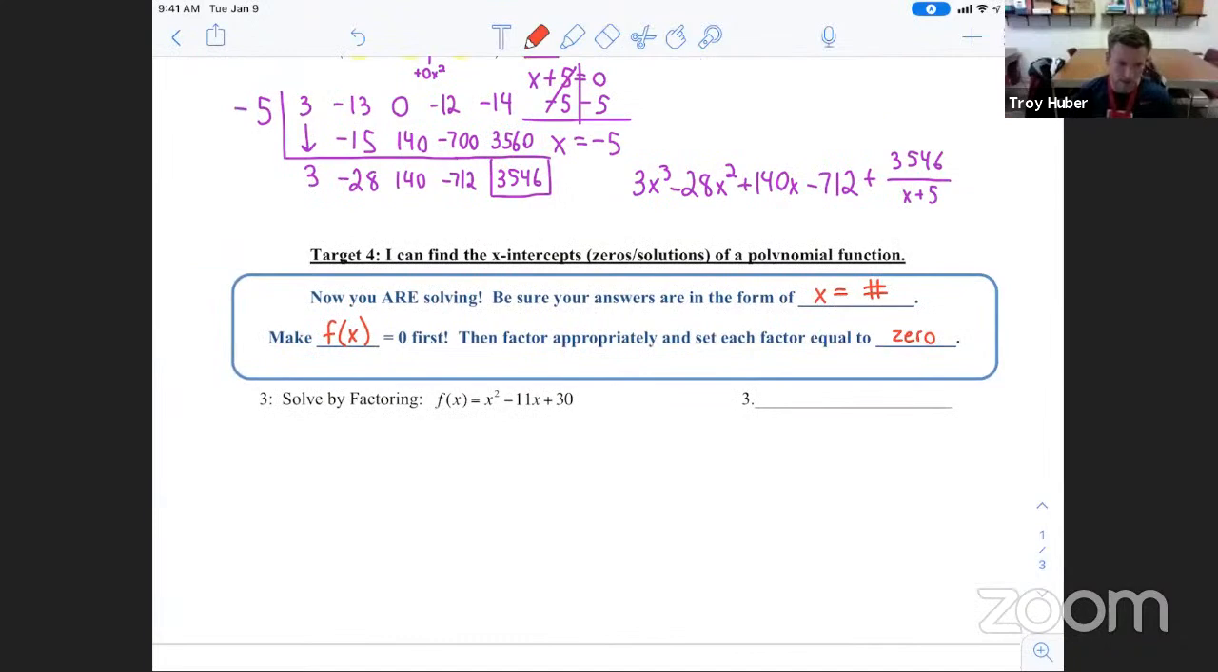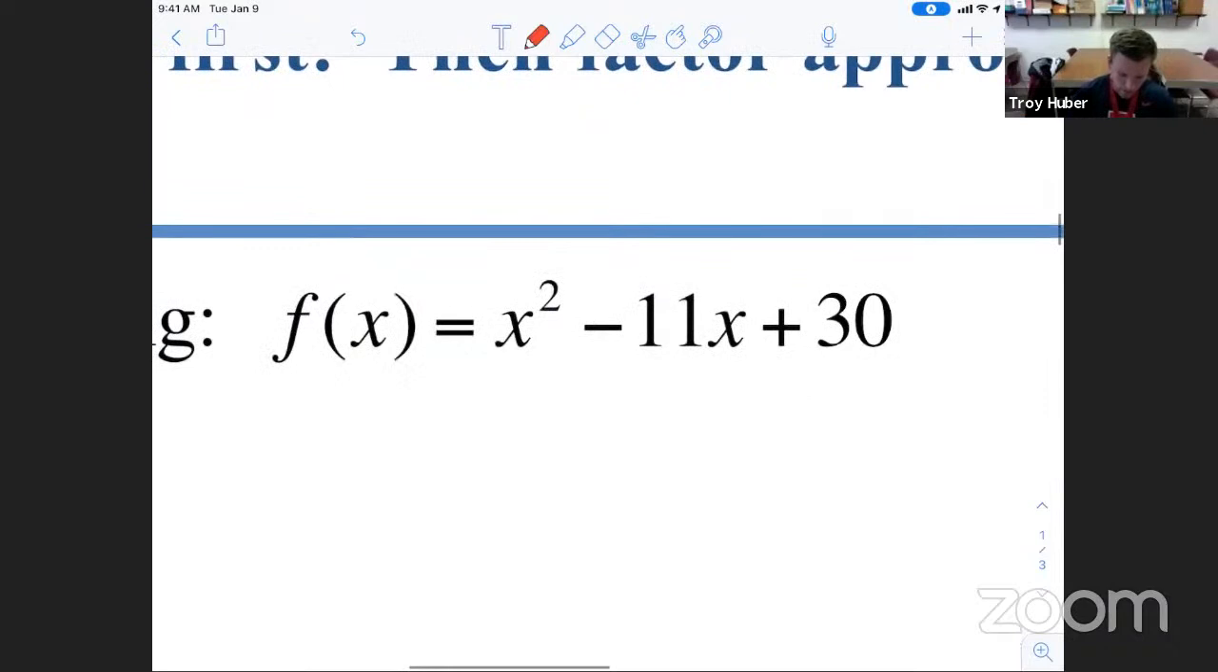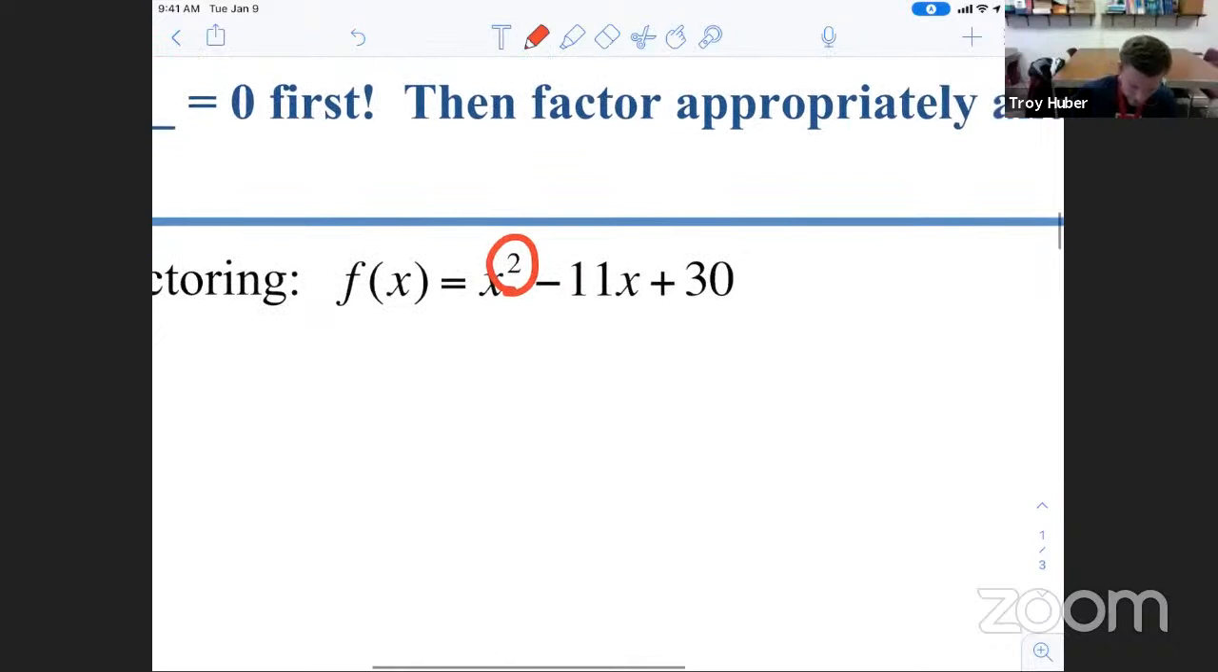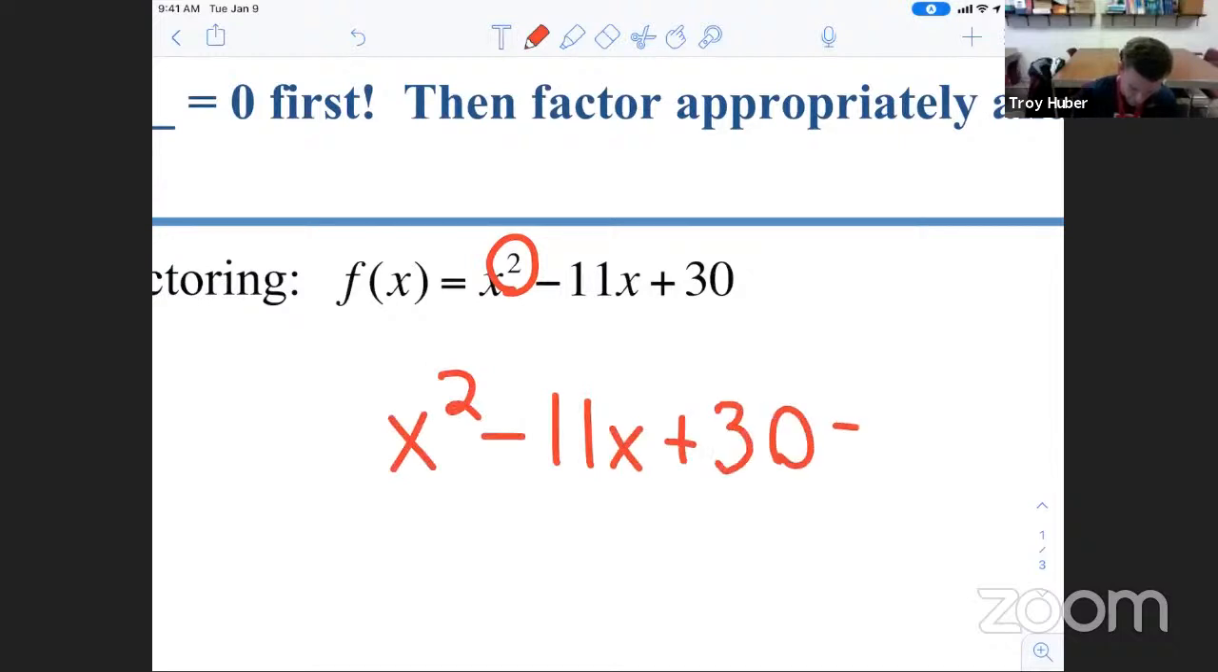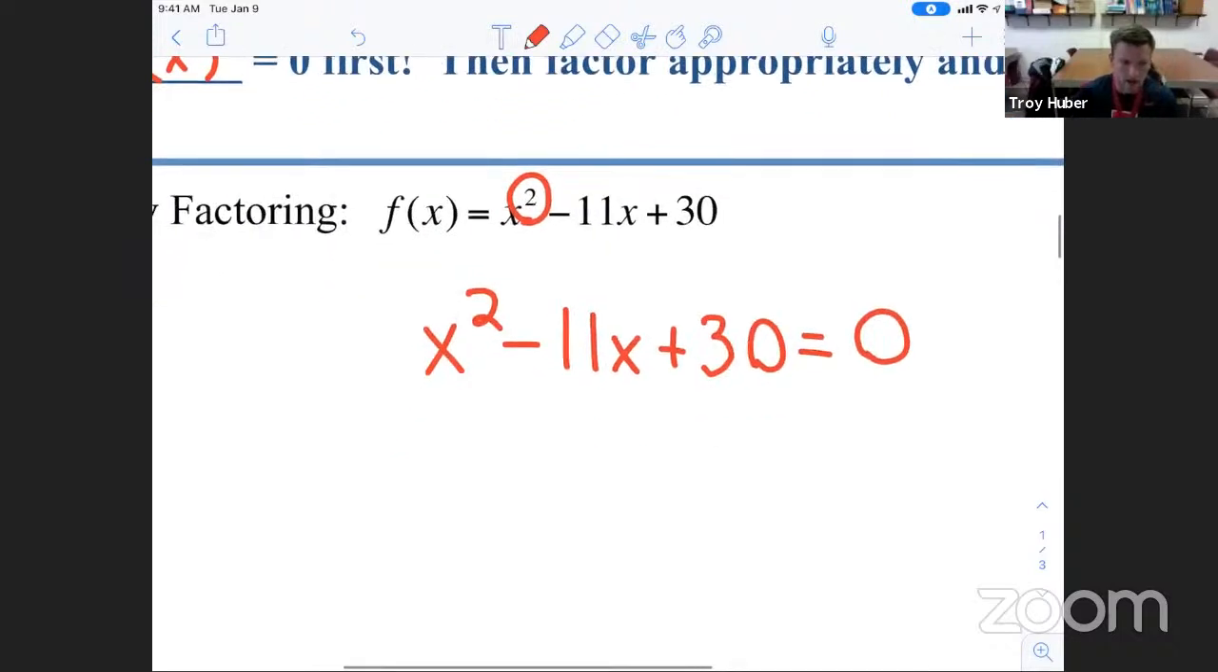All right, but what does that look like? Well, first off, in this problem, you'll notice this is a 2nd degree. So that means it's going to have 2 solutions. So your solutions are always going to be equal to the degree value. All right. So in this case, we're going to set f of x equal to 0. Or I might just write it on the other side. All right. And now we're going to factor.